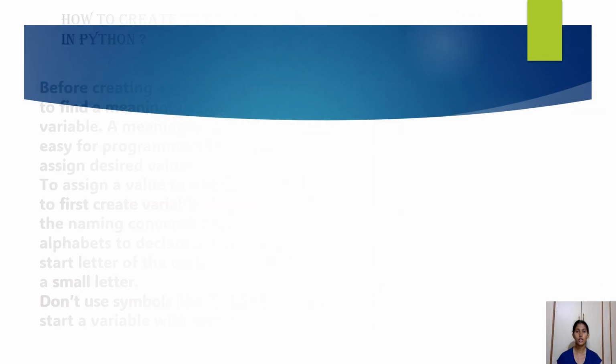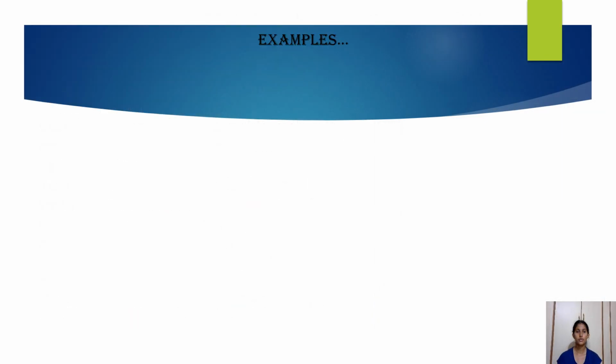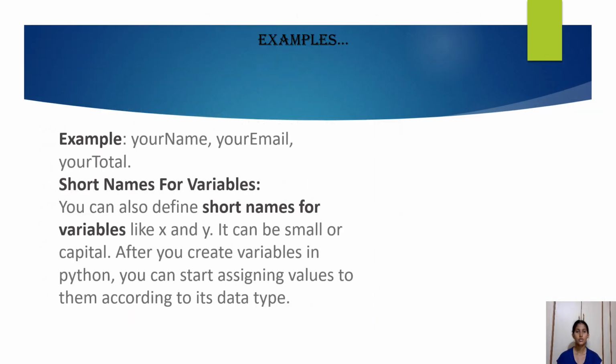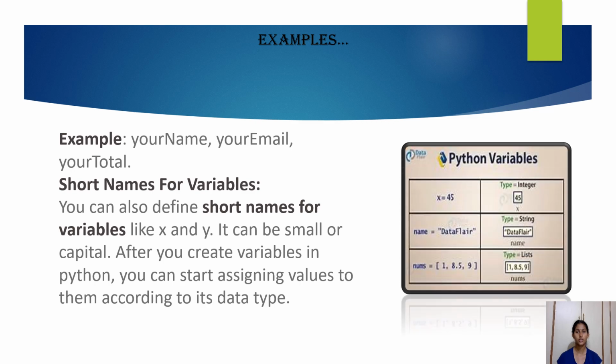So let's know some examples about it. Examples: your name, your email, your total. Short names for variables can be more preferable for programmers. You can also define short names for variables like x and y. It can be small or capital. After you create variables in Python, you can start assigning values to them according to their data types.